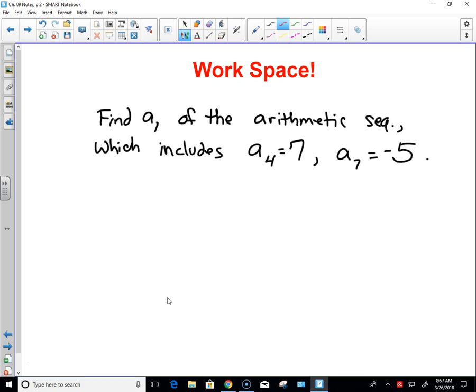Okay? So, someone who thinks they know what a sub 1 is, don't tell me what it is yet. Let me know how you did the problem. You see the fourth term is 7 and the seventh term is -5. Someone that thinks they know the first term, what observation did you make? Jacob? Well, I saw that 7 and -5 are 3 terms apart. I found the difference between 7 and -5, and then I divided that by 3 to get a common difference of -4.